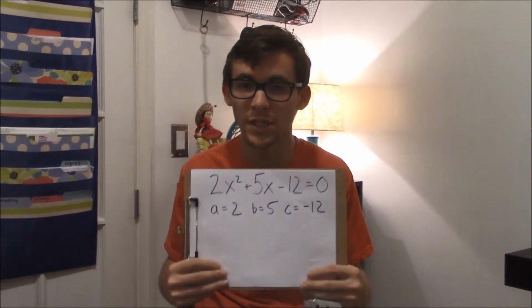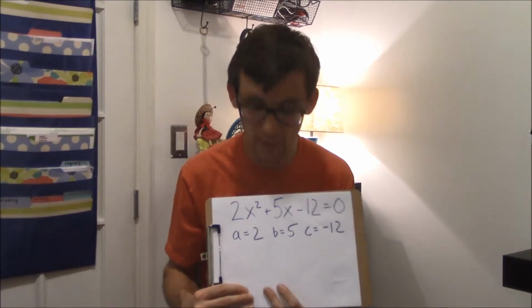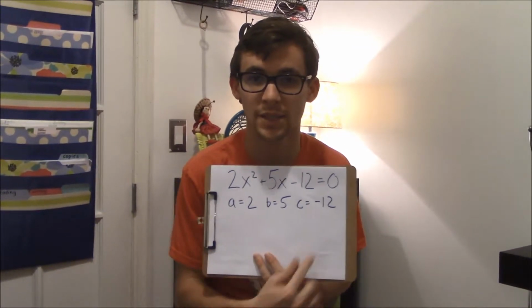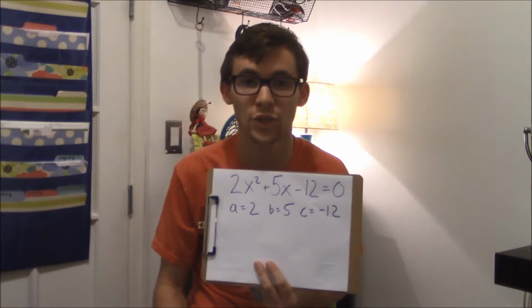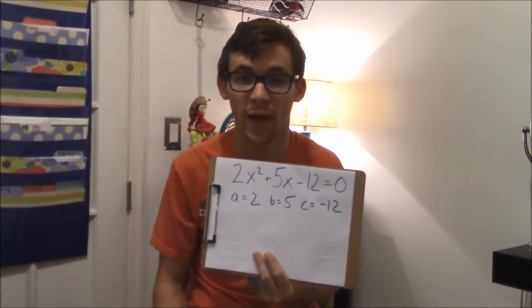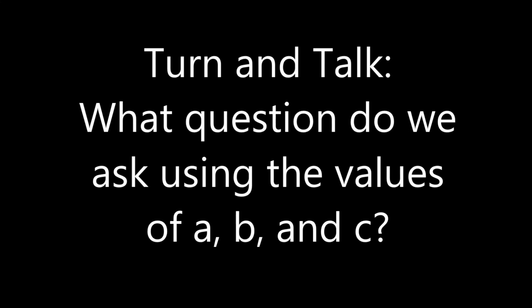I remember at this point, we had to ask ourselves a very specific question using these values of A, B, and C. When I say go, turn and talk with your partner. What question do we ask ourselves to continue factoring this equation? Go. And come back together in 3, 2, 1, time.